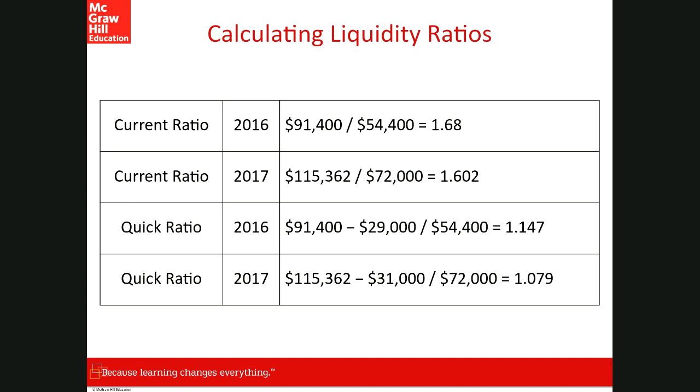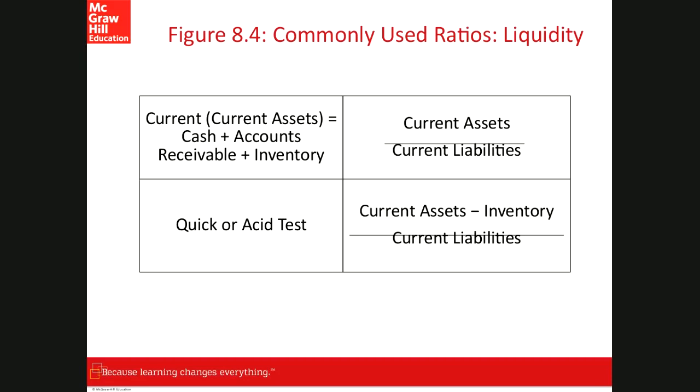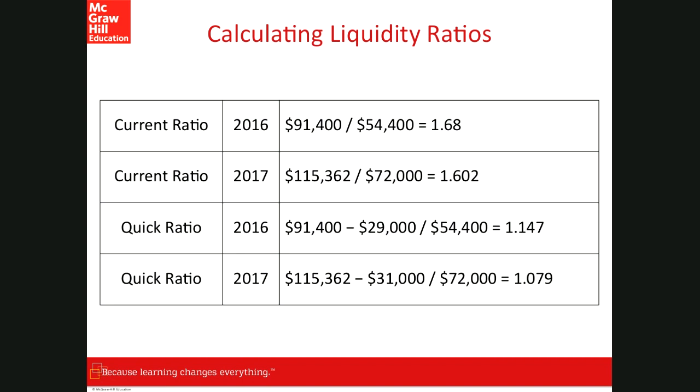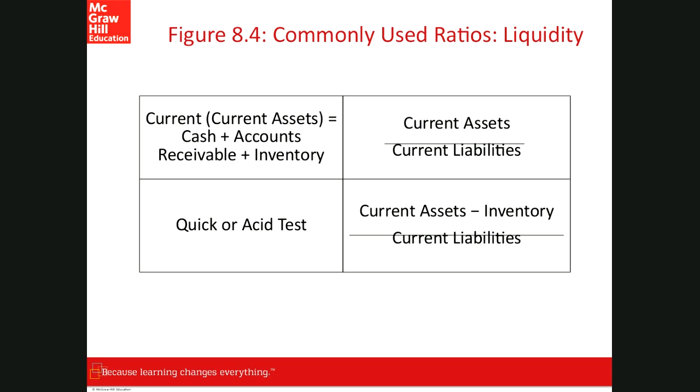We do have liquidity ratios, and with these we have some certain numbers here. The current ratio is 91,400 divided by 54,400, and that's the current ratio. As we indicated before, it's current assets divided by current liabilities. And we have the quick ratio here, which is current assets minus inventory, divided by current liabilities.